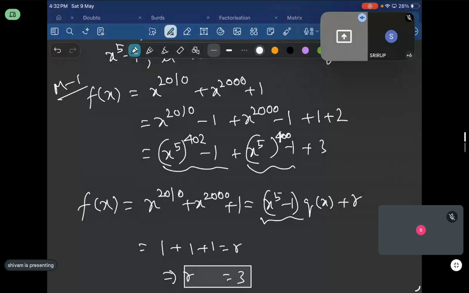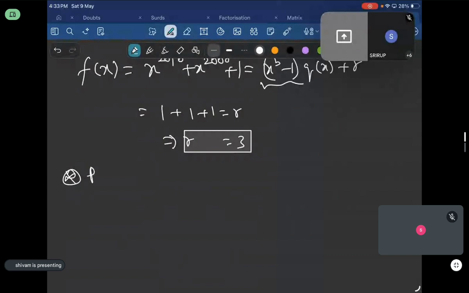Next. Okay, next topic is pattern based problems. Pattern based problems. Okay, pattern based problems. Pay attention.